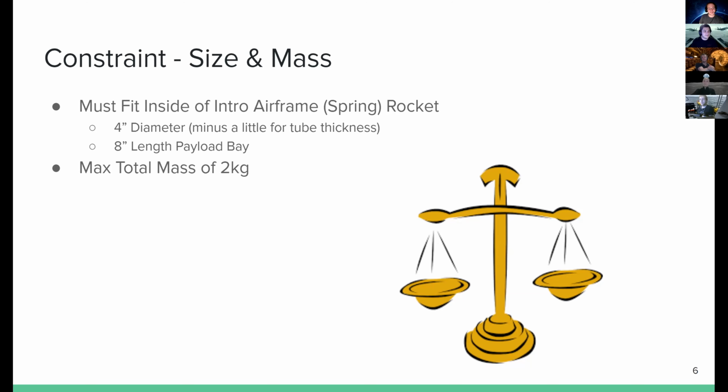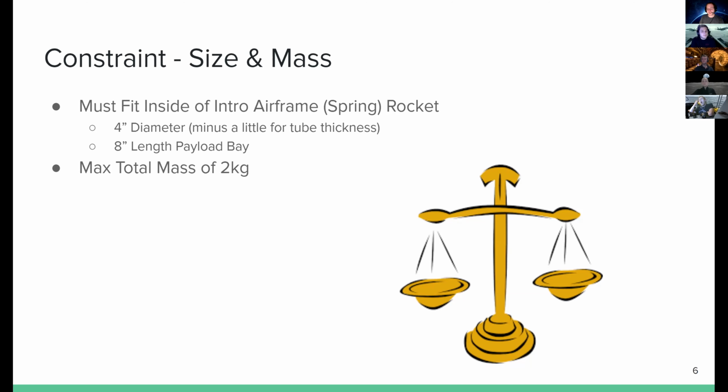And then there is a mass constraint of 2 kilograms. The reason for this is because rocket flight dynamics are affected by the weight distribution inside the rocket, both total weight and also where that weight is, where the center of gravity is.